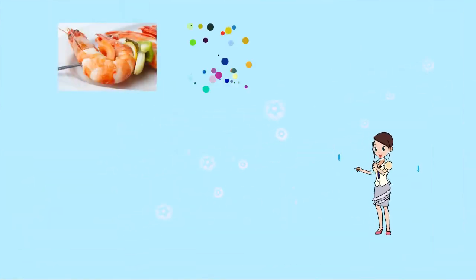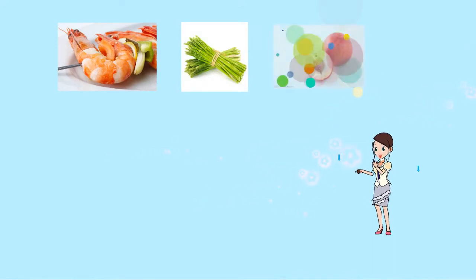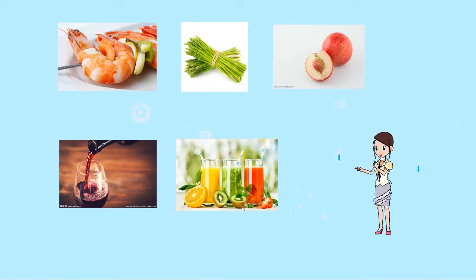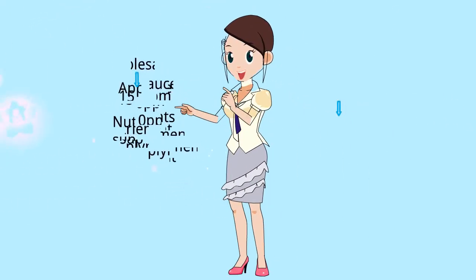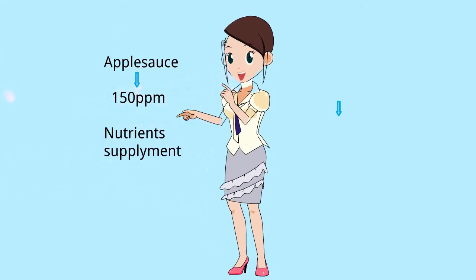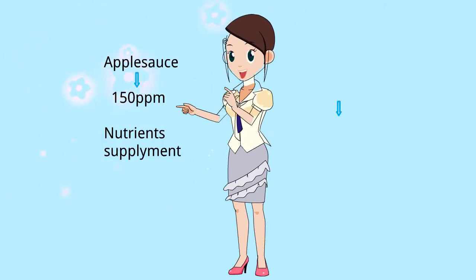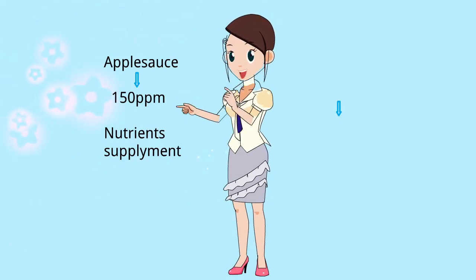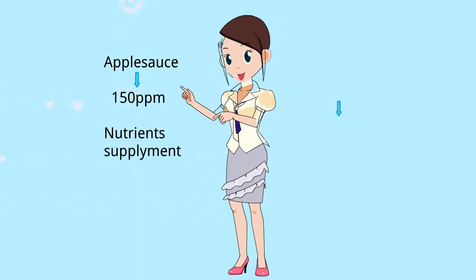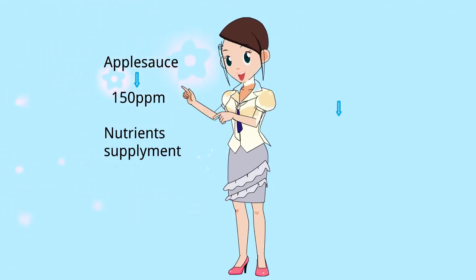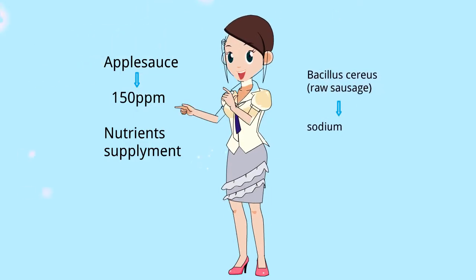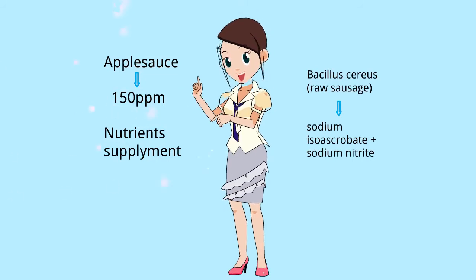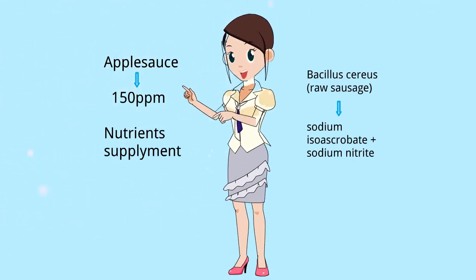For example, ascorbic acid can preserve color on shrimp, asparagus, and peaches, and preserve color and flavor in juice and wine. As an antioxidant, the concentration of ascorbic acid cannot exceed 150 ppm in canned applesauce. Ascorbic acid and its sodium, calcium, and ferrous salts are used as nutrient supplements, such as vitamin C. Besides, Bacillus cereus can be prevented in raw sausage with a combination of sodium isoascorbate and sodium nitrate.